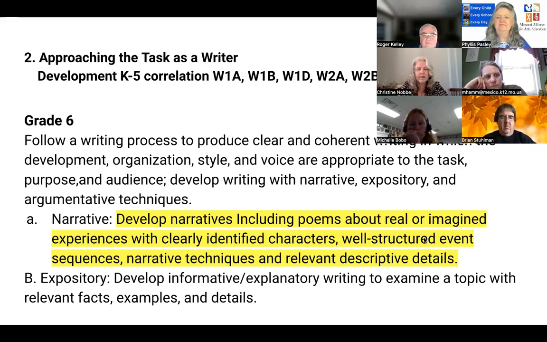And what was very interesting was there were many things in here. This was grade 6 I went after, but it was helping kids develop narratives, and they did, including poems, about real or imagined experiences with clearly defined characters, well-structured events, sequences, narrative techniques, and relevant descriptive details. And what's different about it is you started from, here's a music something to get your head going, but now let us look at all these ELA skills that we have to do to make sure that for it to become the story for this particular film score, what can we do to develop our narrative?